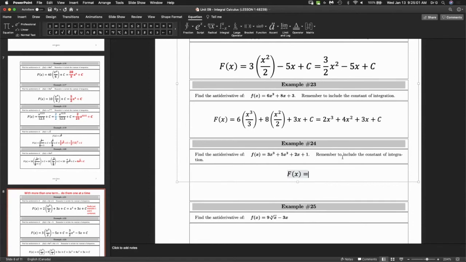So the first one's 3x cubed. So that'd be 3x to the 4 over 4. And then 5x squared. But the antiderivative of x squared is x cubed over 3. And then 2x is x squared over 2 for the exponent part. And then the antiderivative of 1 is just 1x if you want, plus c.